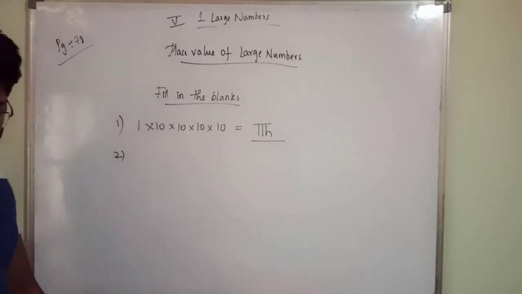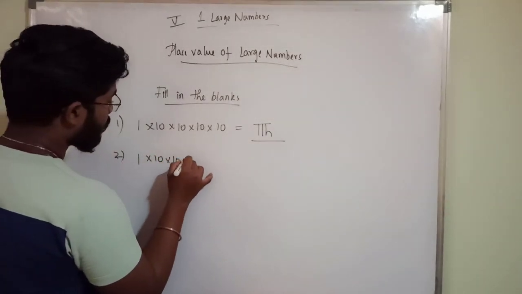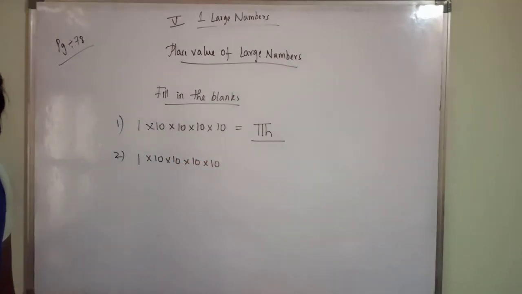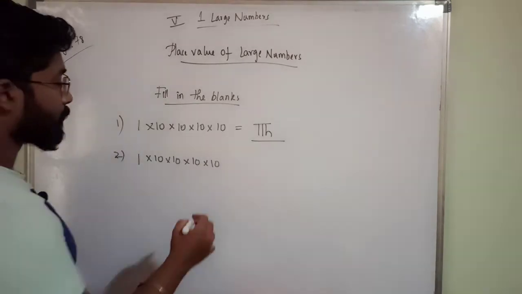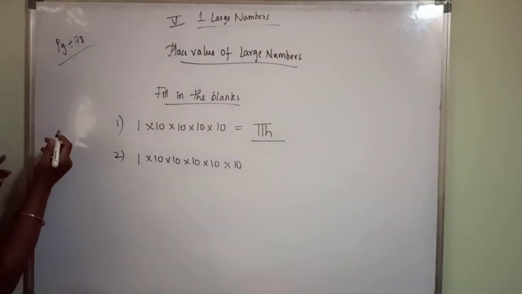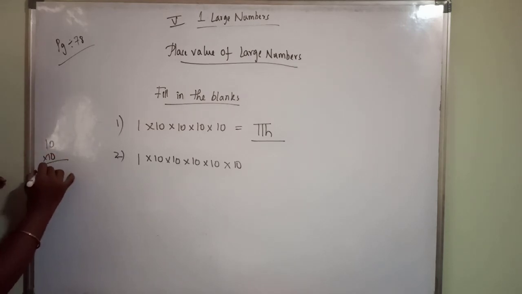Okay. Second one, 1 into 10 into 10 into 10 into 10. So he has given 5 tens. Okay. So if you multiply 10 into 10, what you will get? 100. How to do? So here first digit is what? 1. So 2 zeros. 0 0.